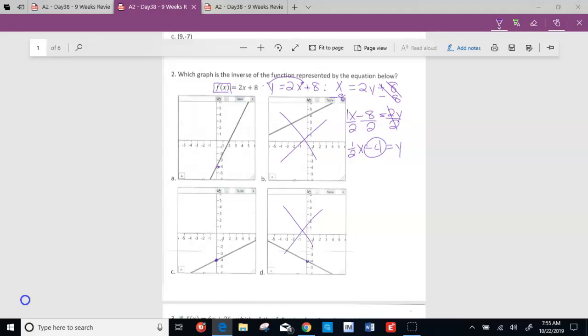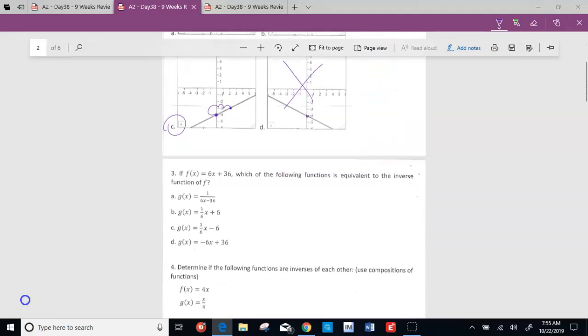So now I have to just understand what this slope of 1/2 means. That means I'm going to rise up 1 unit and then move to the right 2 units before I get to the next point on the graph, which is choice C. Choice A has it backwards. Choice A goes up 2 over 1, and that's wrong. So choice C is the correct graph for the inverse function of our formula.